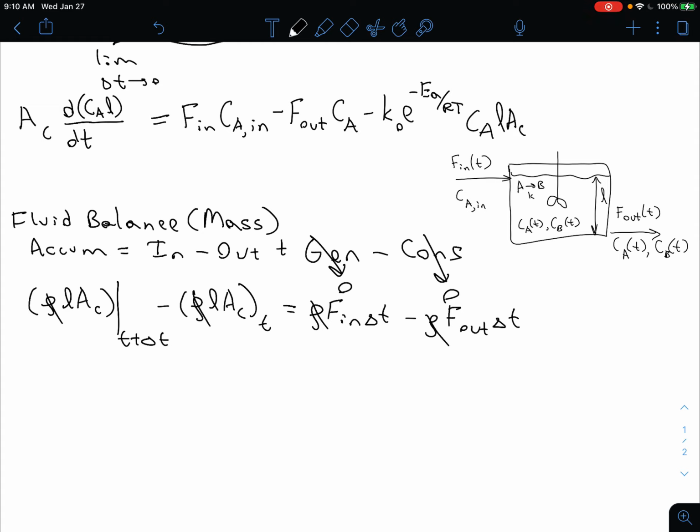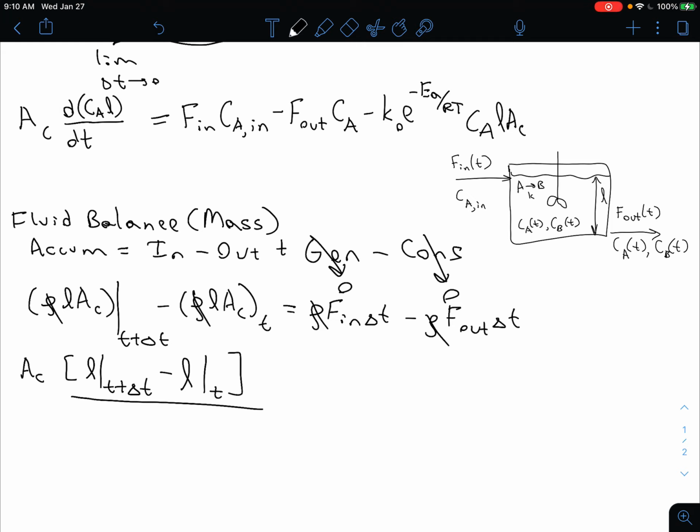Now, since the density is constant and it appears in every term, we can actually cancel it. What that effectively means is that when fluid density is constant, you can treat volume of fluid as if it's conserved. So that's a common thing to do. And also notice that AC is a constant, so we can factor that out. So I can say AC times L at t plus delta t minus L at time t.